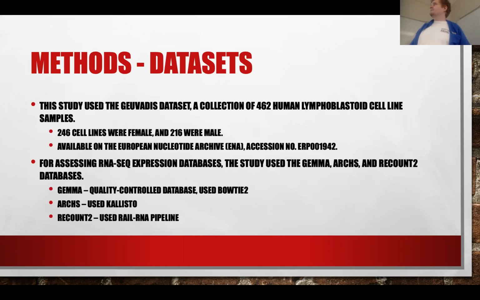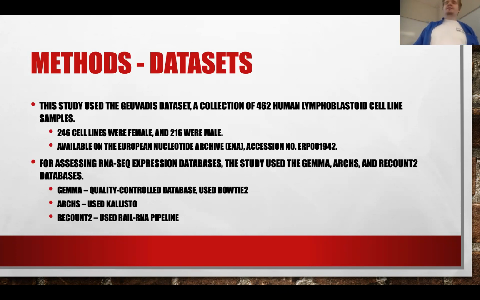So this is some information on the data sets they used. One data set was the Geuvadis data set, which is a collection of 462 human lymphoblastoid cell line samples. One thing to note is the number of female to male lines. Female human genomes have 2 X chromosomes. Male genomes have a single Y chromosome and an X chromosome, and that may result in some differences in expression between the two. These are also available on the European Nucleotide Archive with their accession number right there.